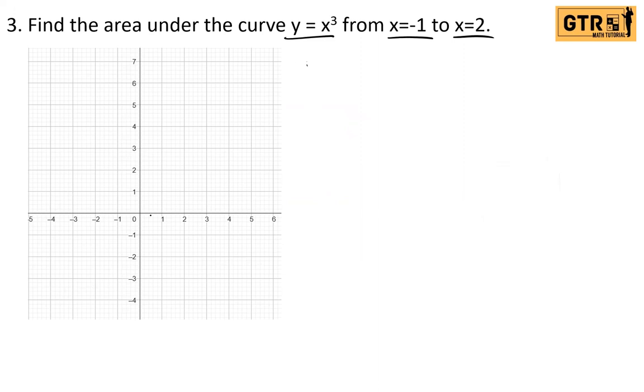So when x equals 0, y is also 0. So this is the point. And then if x is -1, substitute -1 to x cubed. So we have x is -1, y is also -1. Okay? When x is +1, we have 1 cubed, so it's still 1. When x equals +2, the value of y will be 2 cubed, and that is equal to 8.